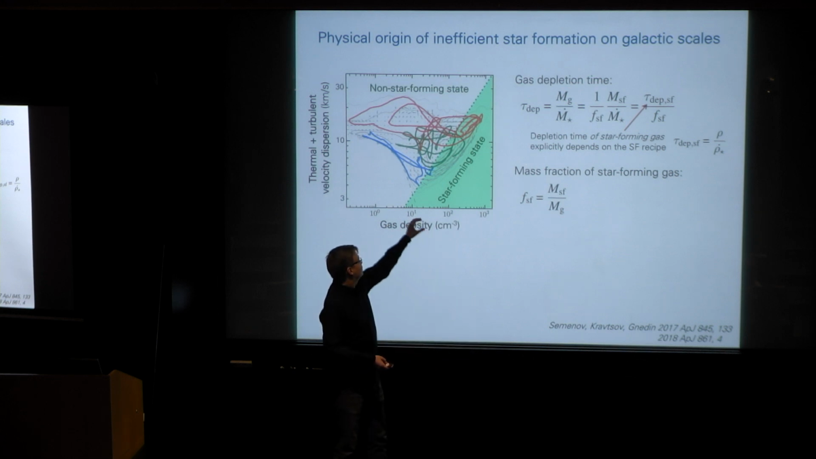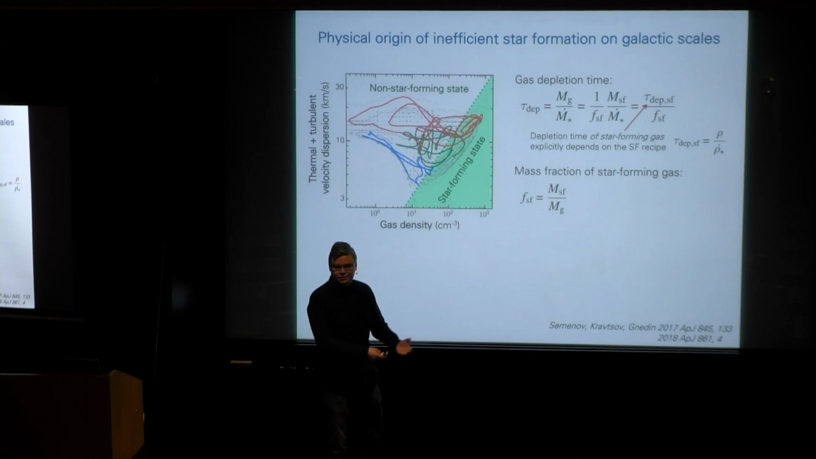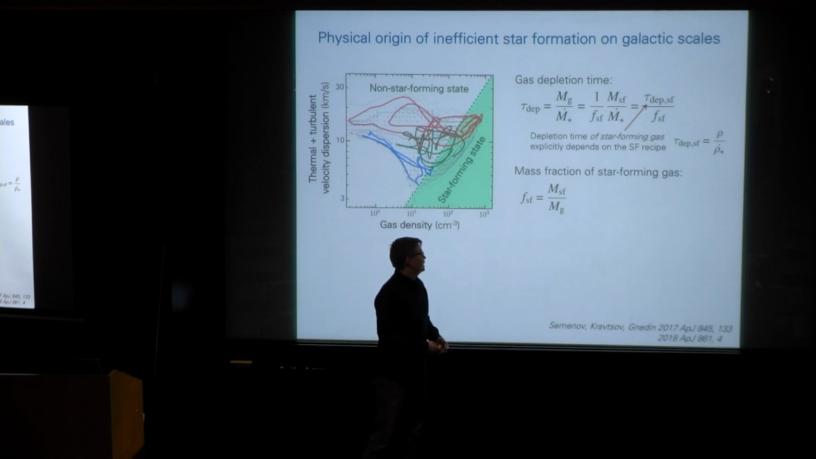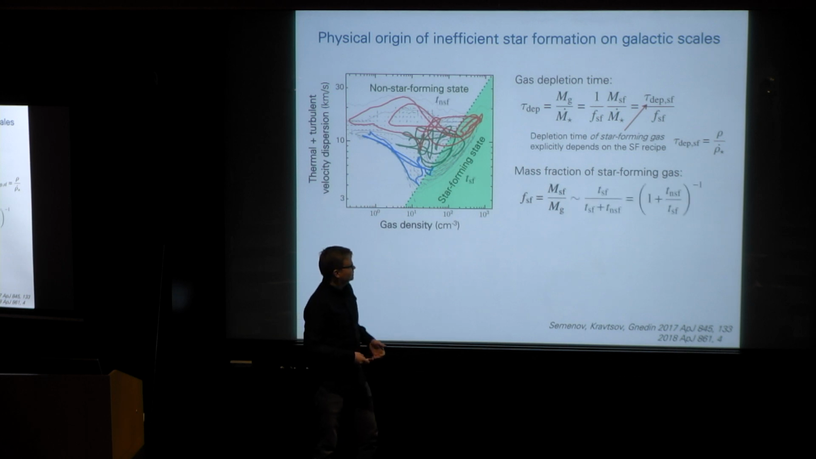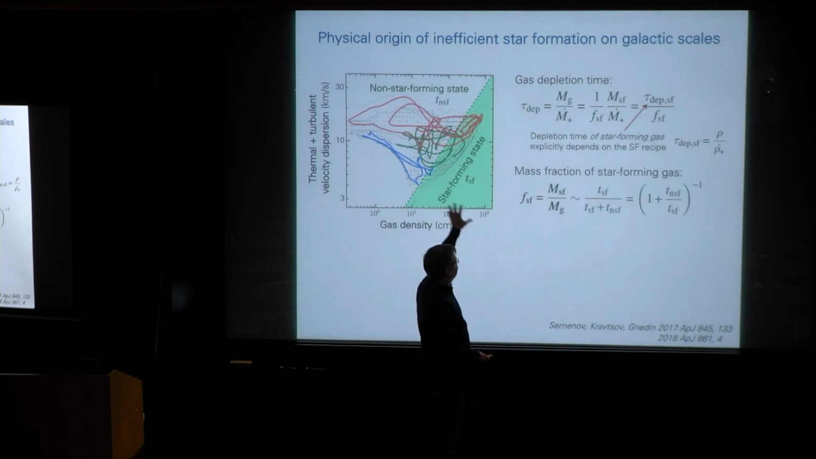And we can rewrite it as a depletion time only in star-forming state, divided by the mass fraction of gas in the state. Depletion time of star-forming gas depends on properties of star-forming regions, such as local efficiencies of star formation. But the mass fraction of gas in this state depends on the process that supply and destroy star-forming regions. So we can write it as a ratio of time scales that gas spends in these two states.